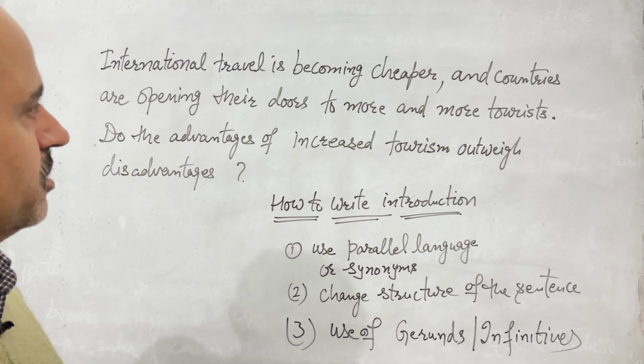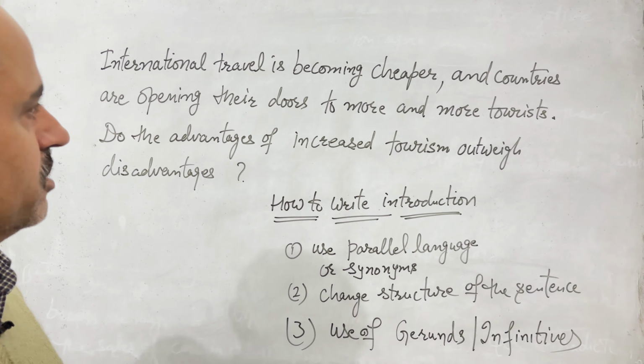So the first thing is to read this task. International travel is becoming cheaper, and countries are opening their doors to more and more tourists. Do the advantages of increased tourism outweigh the disadvantages? First of all, we have to see what kind of essay this is.